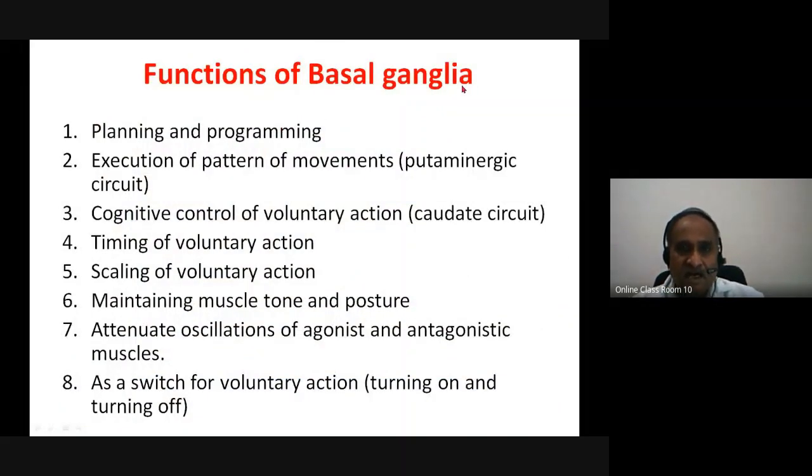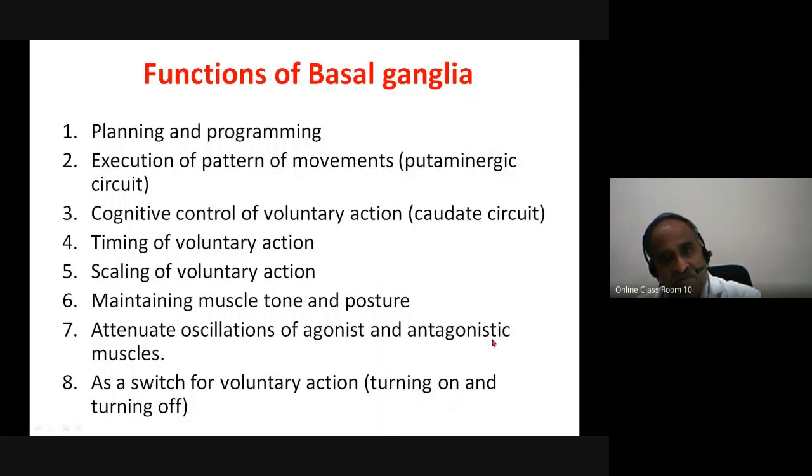Now, the functions of the basal ganglia are planning, programming, and sequencing of the voluntary movement, execution of the pattern of movements that involves the putaminergic circuit, executing the cognitive control of the voluntary action, the timing of voluntary action, scaling of voluntary action, maintaining the muscle tone and posture required for the voluntary action, and dampening or attenuation of the oscillations of agonist and antagonist group of muscles. And it acts as a switch for the control of voluntary action, that is, turning on and turning off.